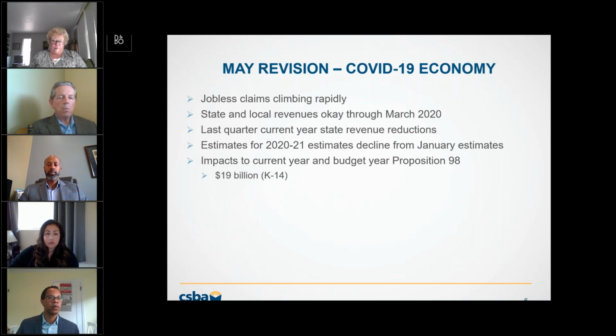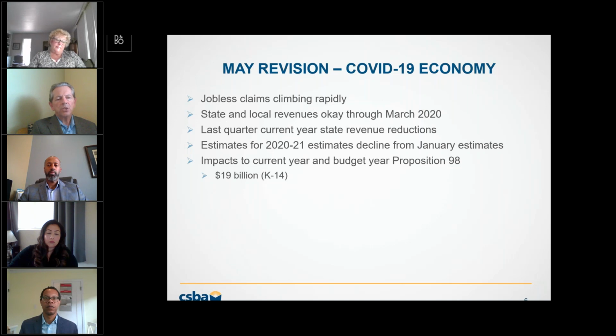State and local revenues through March were tracking at or slightly above budgeted amounts. So it really is the hit to the state and local budgets, and then also the Proposition 98 guarantees, that start really in this last quarter. So starting in April through the end of this fiscal year and then into next fiscal year is where these reductions are really hitting. Unlike the Great Recession, where the slide was slow and deep, this economic impact is expected to be deep, but a lot faster. We're talking over a period of a couple of months, not over 18 or 24 months.